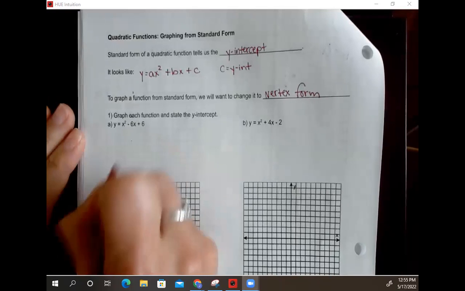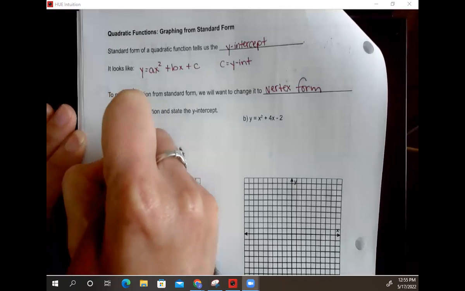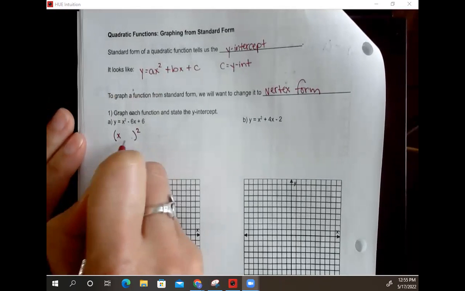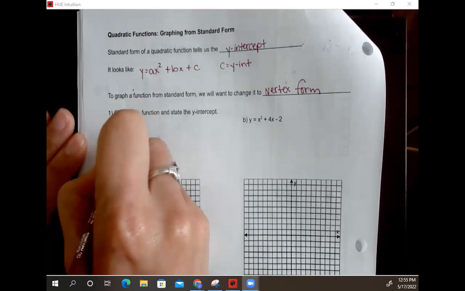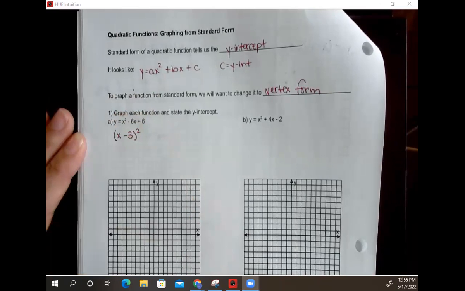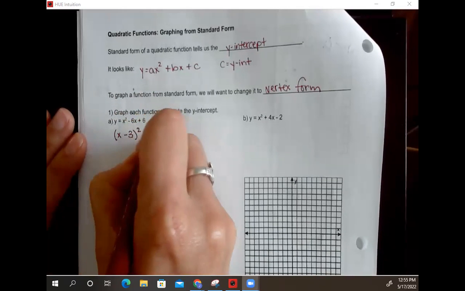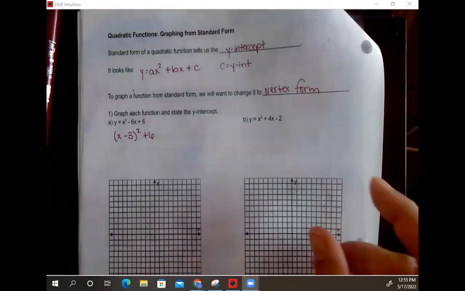So if I want to change this to vertex form, remember vertex form looks like x in parentheses with some number squared. And the number that I put in parentheses here is my b value cut in half. So -6 cut in half is -3. Be careful with your signs. And then we keep the c that we have, but then there's an adjustment that we need to make.